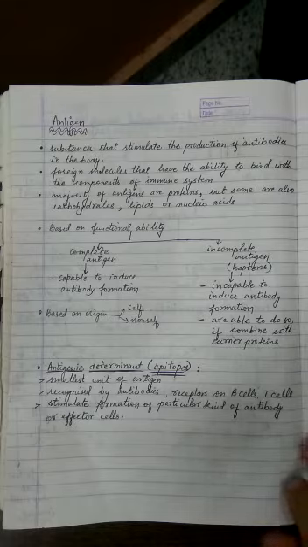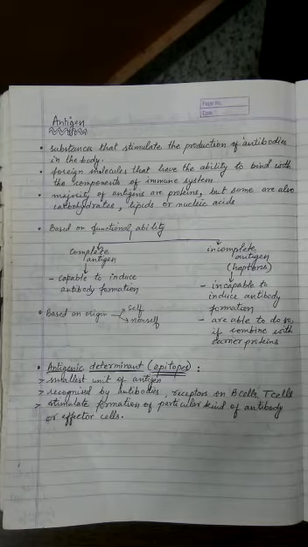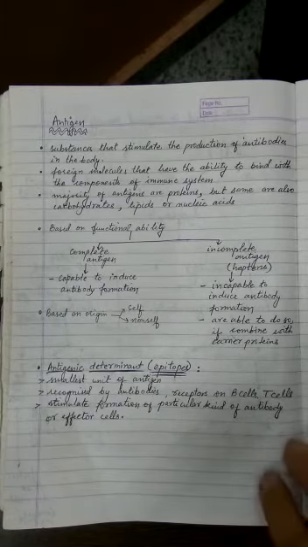We learned that the antigens are basically proteins, but there are some antigens which are even carbohydrates, lipids, as well as nucleic acid. So the foreign molecules that have the ability to bind with the components of the immune system are called antigens.